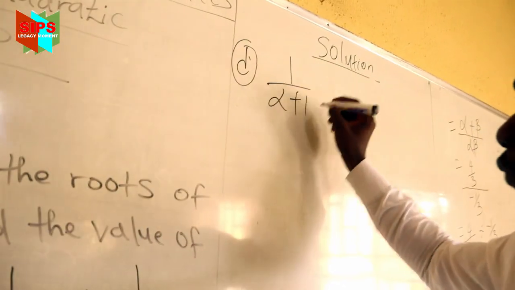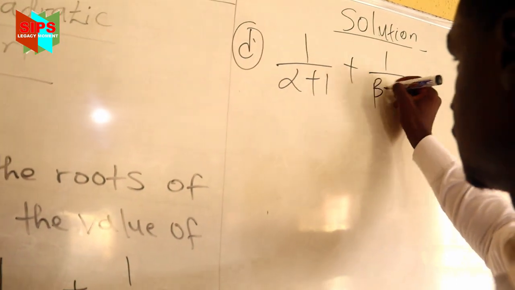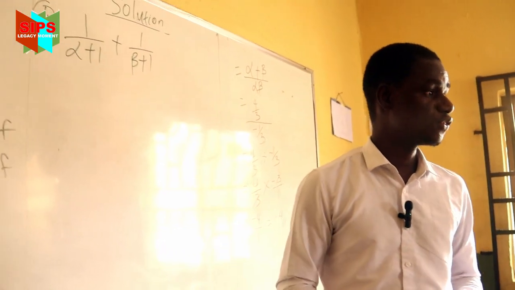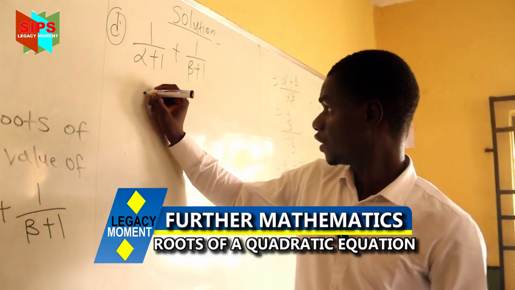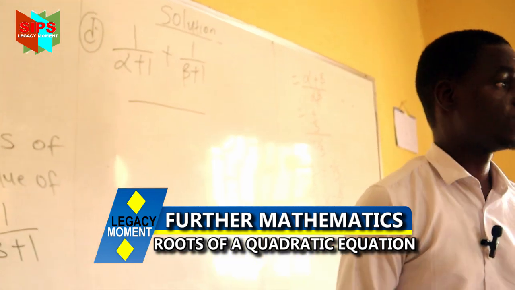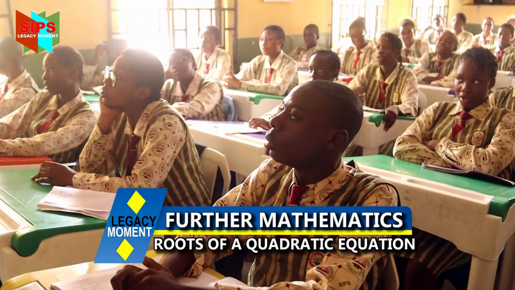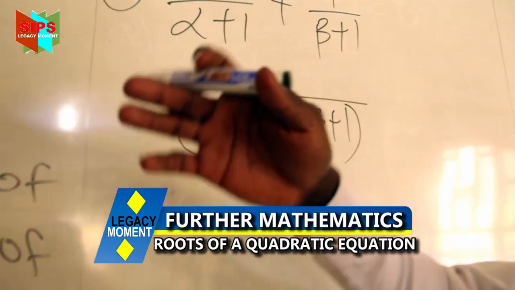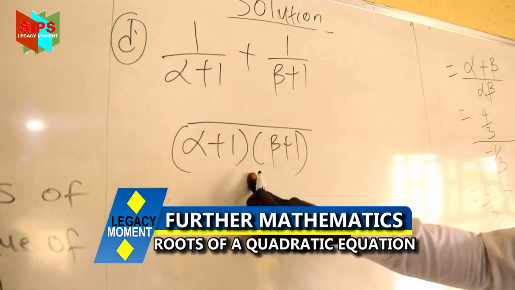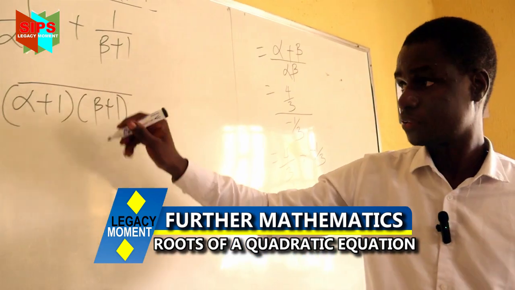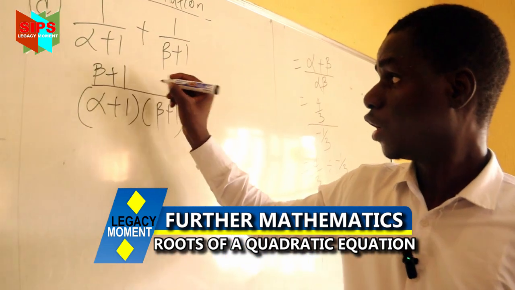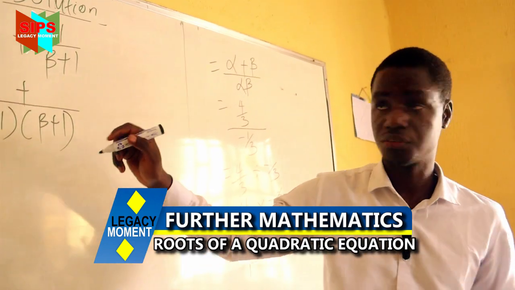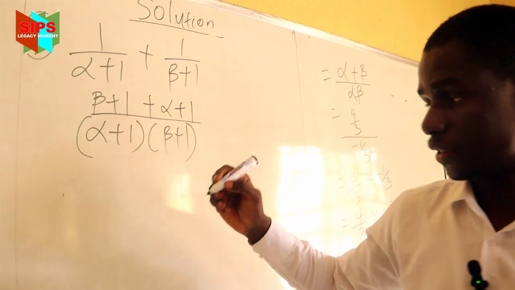1 over alpha plus 1 plus 1 over beta plus 1. So we still have a problem of fraction, then we have to look for the LCM. So the LCM of this and this will be what? Alpha plus 1, beta plus 1. That's nice. So the normal pattern again. Alpha plus 1 into this expression, beta plus 1, plus beta plus 1 into this expression will be what? Alpha plus 1.